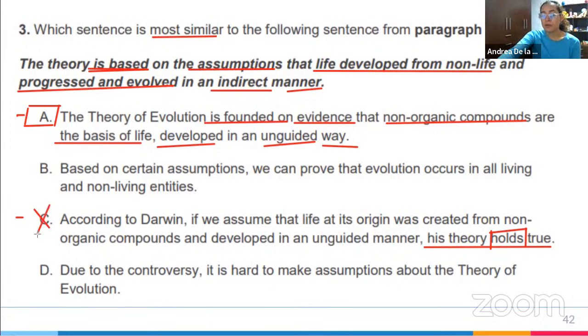So that is the reason why C is not correct, neither is B, because B talks about when we can prove evolution occurs. This is not about proving anything. And option D talks about whether it's hard or not to make assumptions. And again, that's not the idea, right? It's not about how hard it is to make assumptions. It's about what this theory is based on. So it's not option D either.